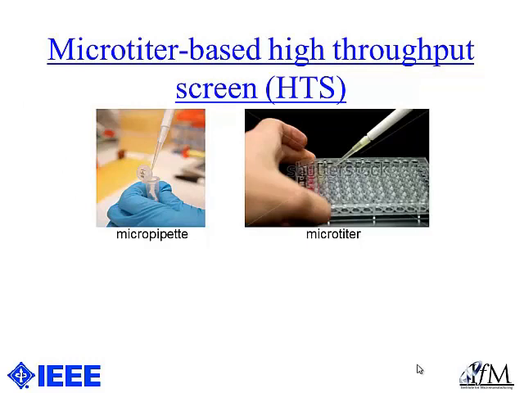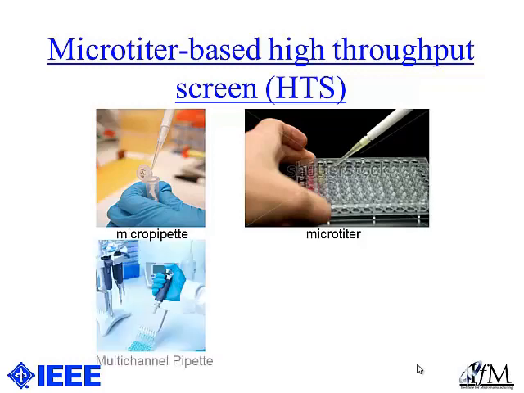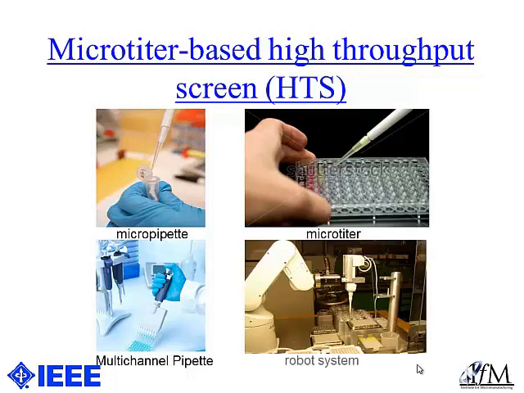In biochemistry and chemistry labs, we normally use micropipettes and microtiters to perform experiments. However, normally those experiments need to be carried out several times, like hundreds or even thousands of times. That will be quite time-consuming and a lot of labor work. To address these issues, we introduce multi-channel pipettes or robot systems. But for the multi-channel pipette, output is still not that high, and for robot systems, the setup is a little bit complicated and relatively expensive.